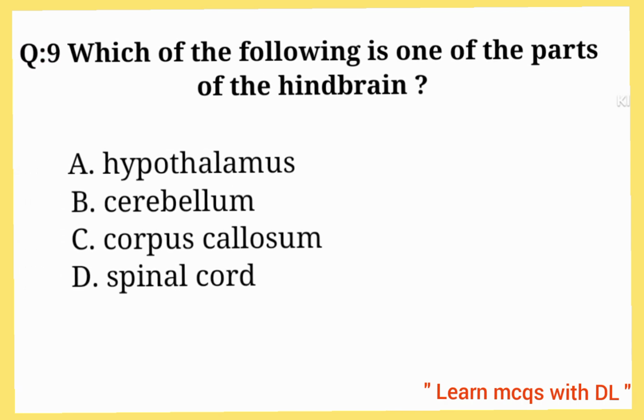Question number 9. Which of the following is one of the parts of the brain? Hypothalamus, cerebellum, corpus callosum, spinal cord. Your correct option is option B, cerebellum.